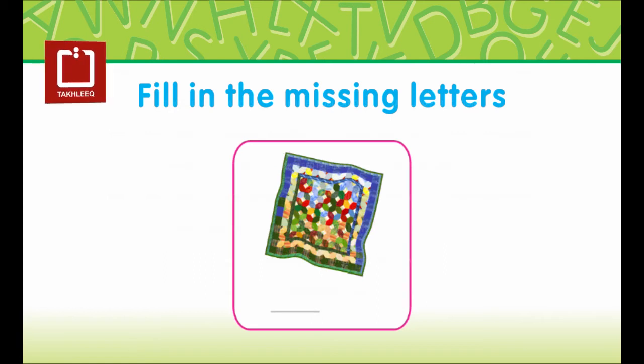Here we see the picture of a quilt. Here is written dash U I L T. The spellings of quilt are Q U I L T. Quilt. Here letter Q is missed, so we write here Q.